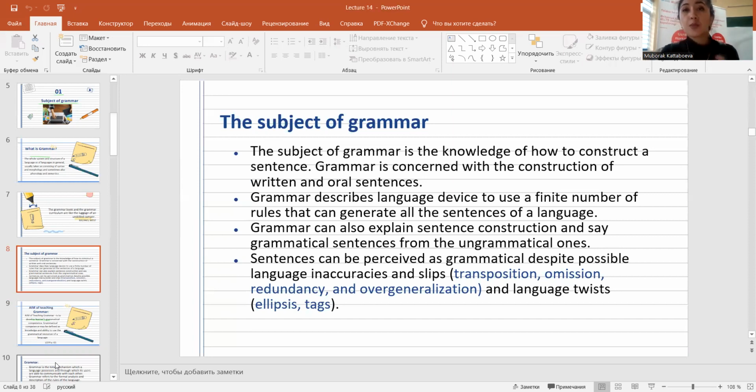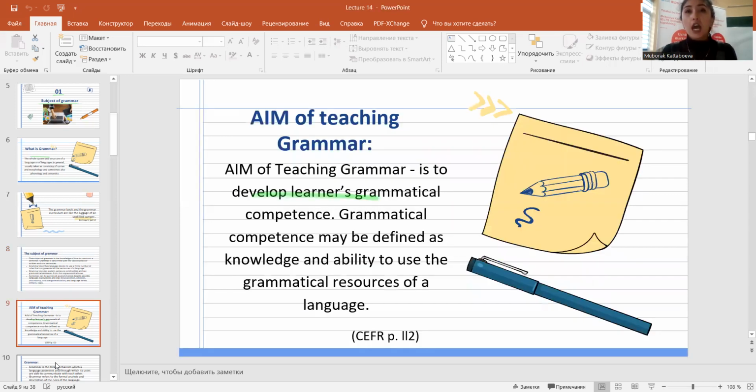Sentences can be perceived as grammatical despite possible language inaccuracies and slips. For example, even if you make an error or a mistaken sentence, your sentence is still considered a grammatical unit. We have an aim of teaching grammar in English teaching methodology, and it is to develop learners' grammatical competence.